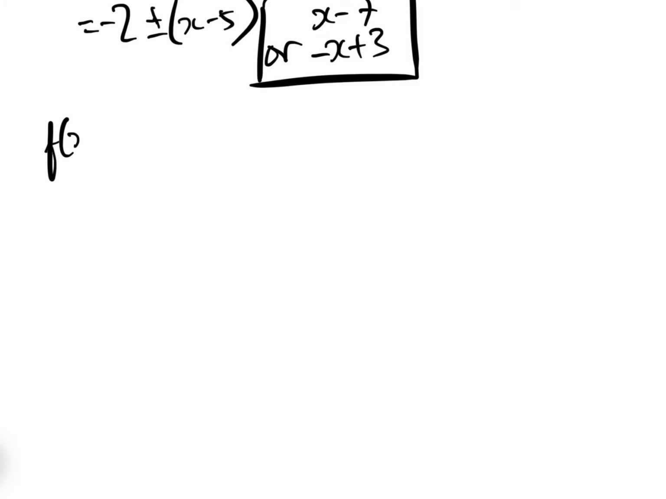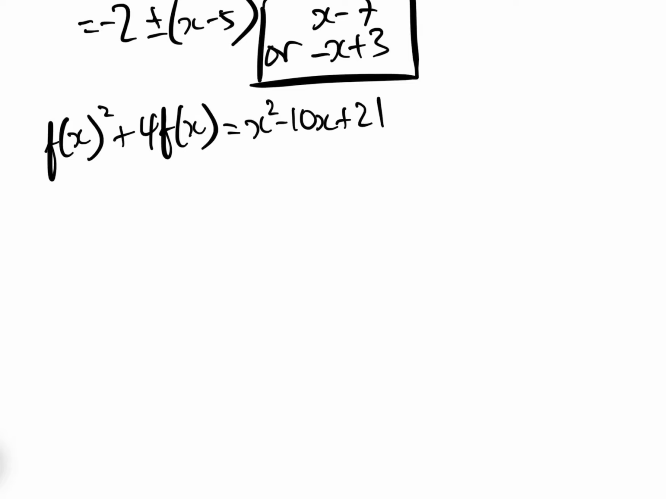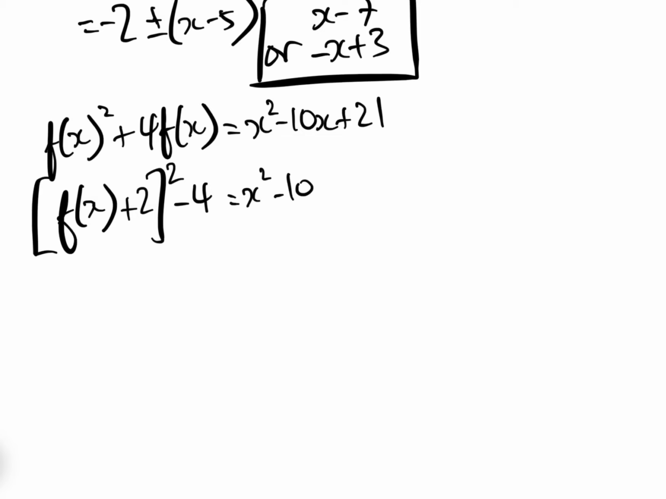So what was the question again? f of x squared add 4 f of x equals x squared minus 10x add 21. So let's look at method 2, complete the square. We have f of x add 2 squared, and that means we have to take away 4 equals x squared minus 10x add 21, i.e.